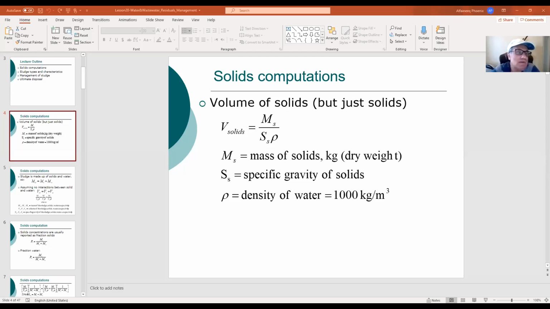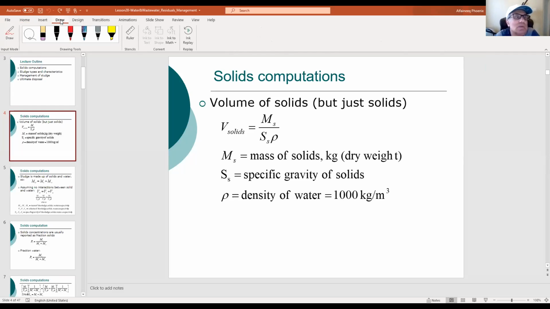Okay, so let's look at these formulas, solids computation, sludge computation formulas. The first one is the volume, and you know this very well. This comes from the definition of specific gravity. Specific gravity of anything. In this case, it's of the solids.